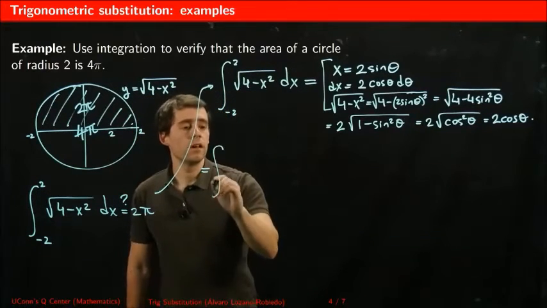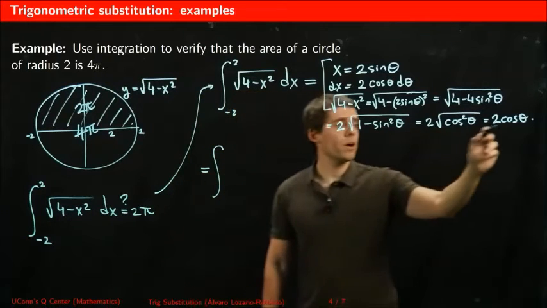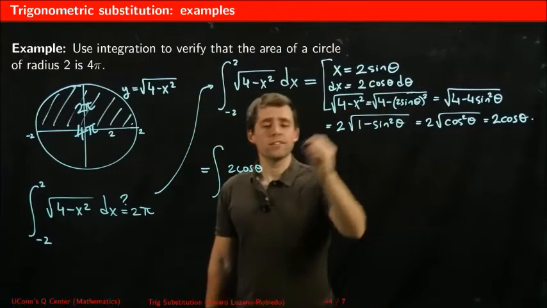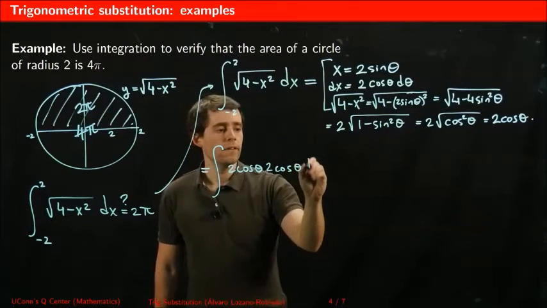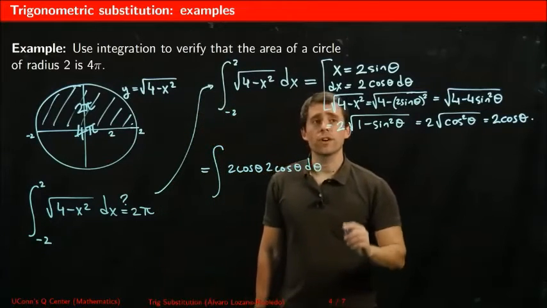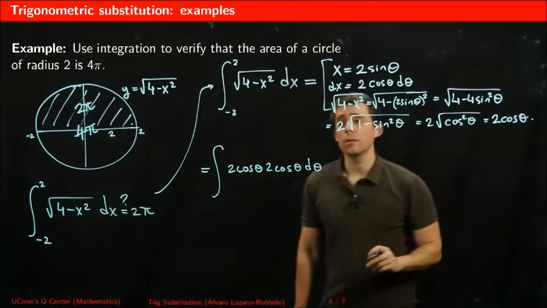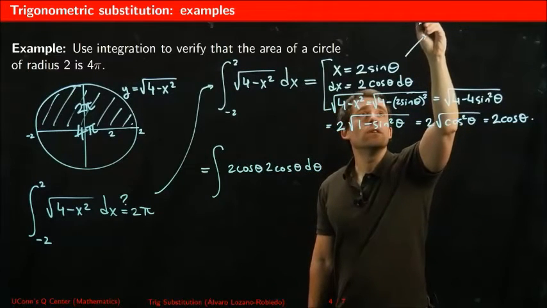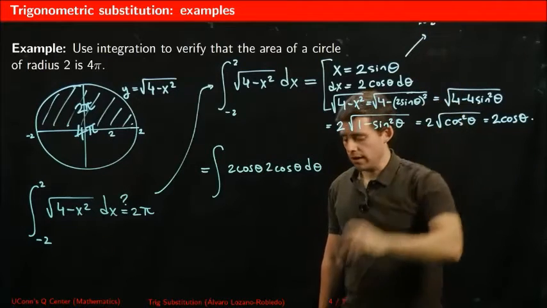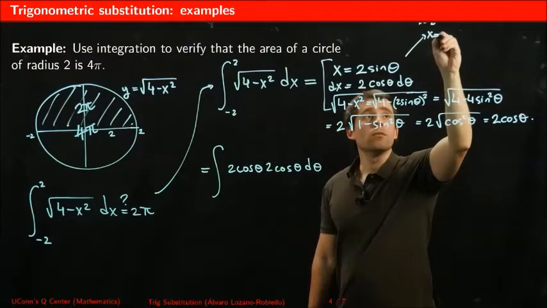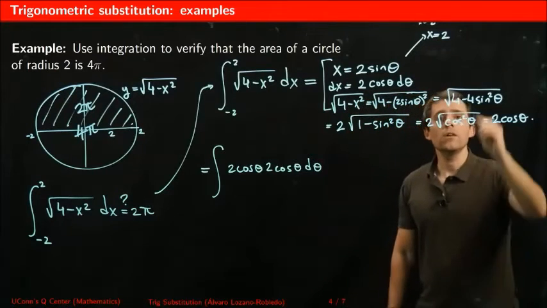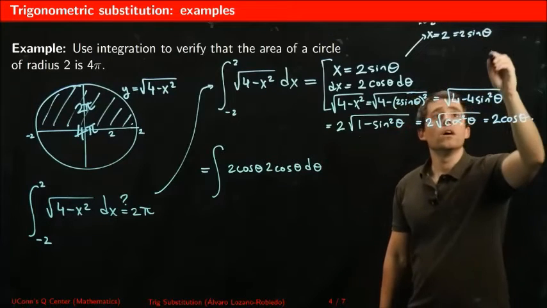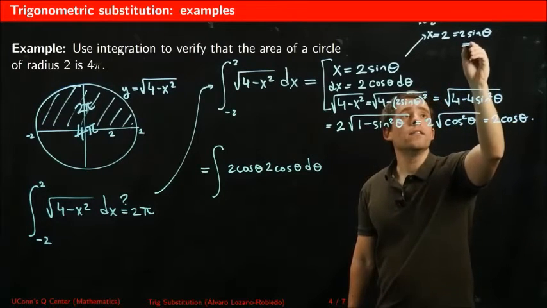There will be a square root of 4 minus x squared. That is 2 cosine theta. And dx is 2 cosine theta, again, d theta. We also need to figure out what happened with the limits of integration. So let me write it here. When x is 2, we have that 2 is 2 sine theta. So sine of theta equals 1.